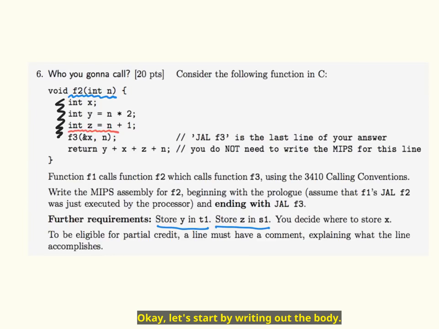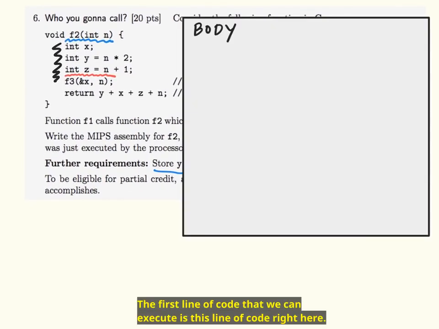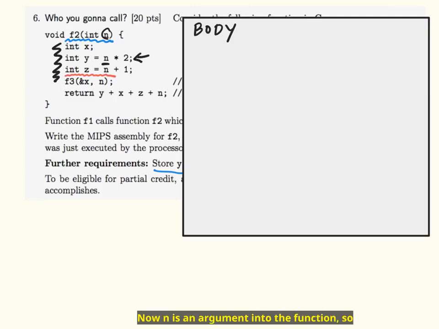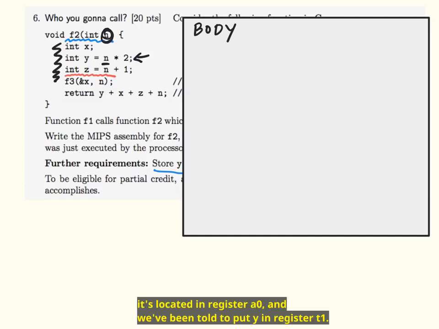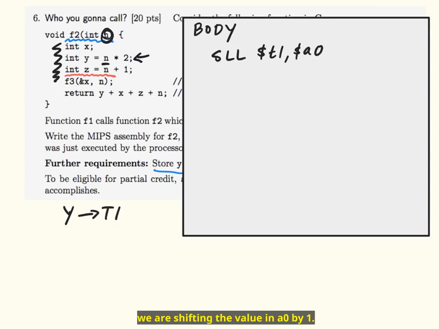Okay, let's start by writing out the body. The first line of code that we can execute is this line of code right here. Now n is an argument into the function, so it's located in register A0, and we've been told to put y in register T1. To multiply by 2, we simply shift it left by 1, so that's going to be a shift logical left. We put the result in T1, and we are shifting the value in A0 by 1.